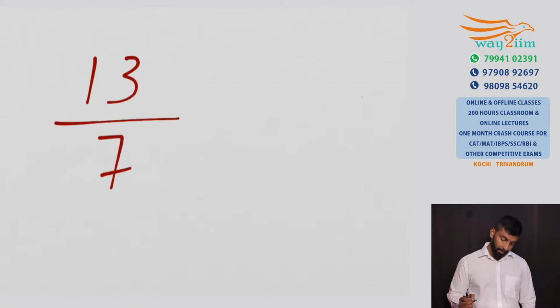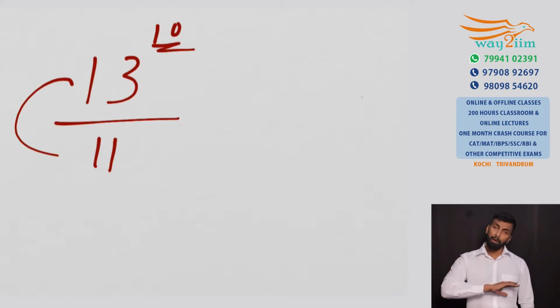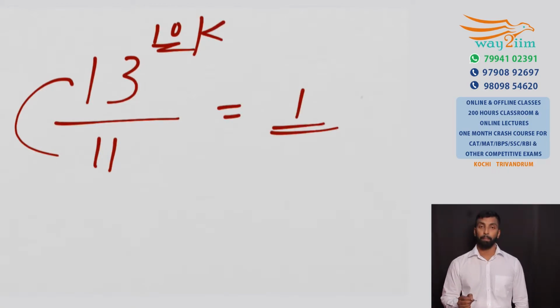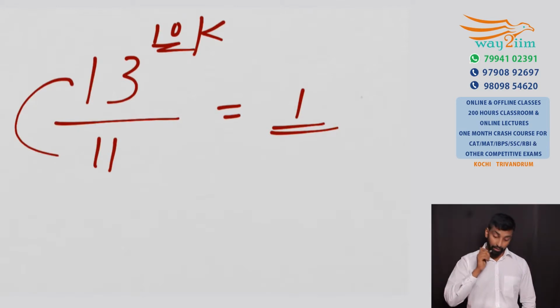Now what if it was 13? This is the same thing. 13 raised to 13 divided by 11, and the power was 10. So any multiple of 10, which is Euler's number of the denominator, I can mark it as 10k. You get remainder 1. So 10, 20, 30, 40, 50, 60, 100, 1000, 2000, 1 lakh, 2 crore, or whatever it is, you're going to get remainder 1. Why?